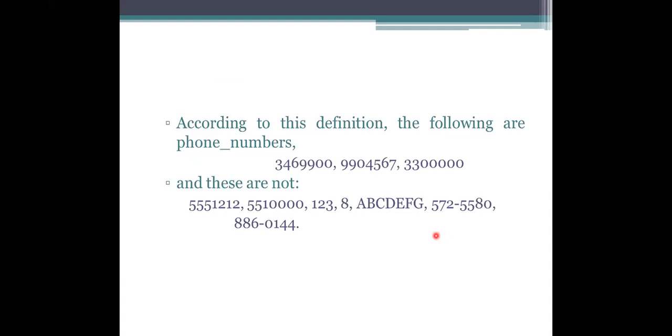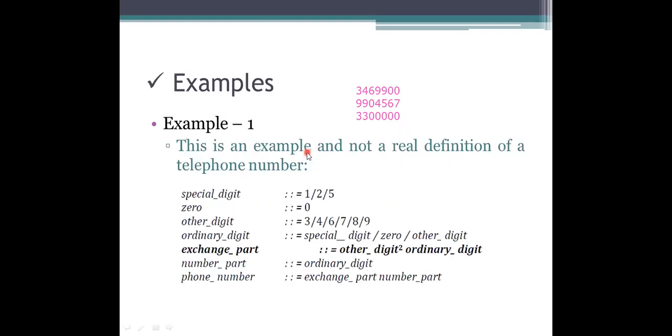So here, let me type this. The first correct version will be 3469900, and the other one is 9904567, and then 3300000, so 5 zeros. So how many elements are there? We are having 7 such elements for processing. We need to consider 7 elements here.